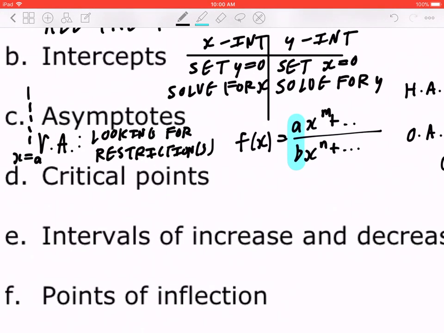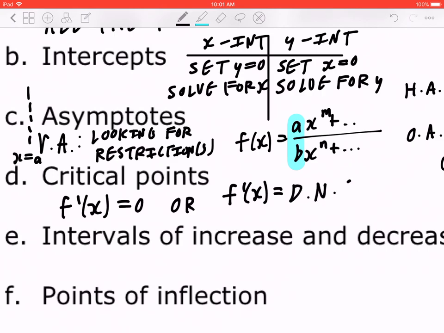Critical points. To find critical points, there are two cases. First, you find the derivative and you set it to 0 and you solve for x. Or sometimes you find the derivative and you have to figure out what happens to the denominator that would make it either undefined or does not exist. Maybe I'll put this in quotation marks. And those values become critical points.